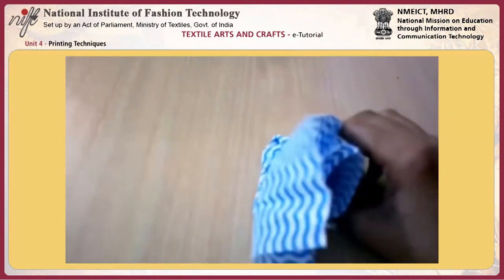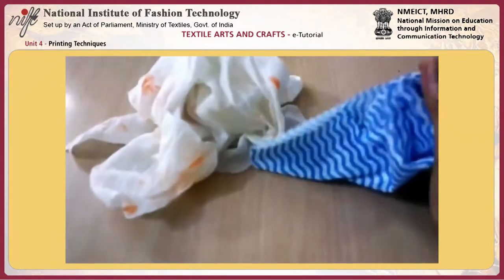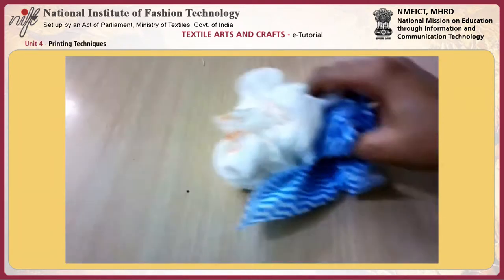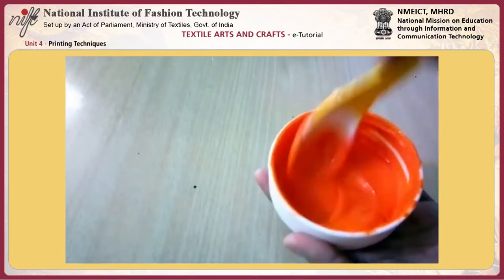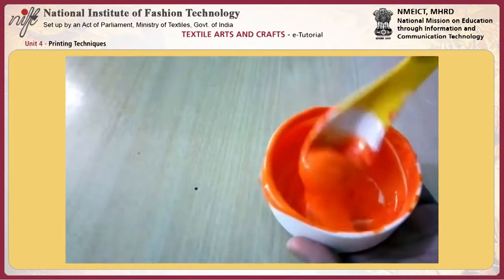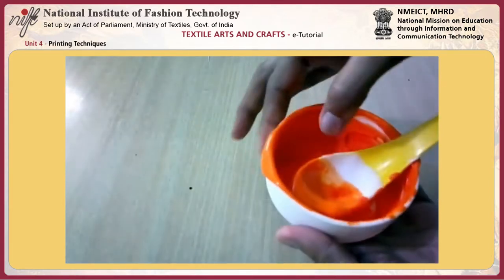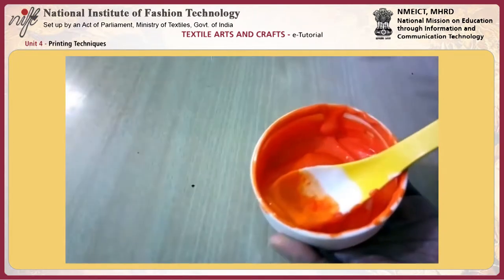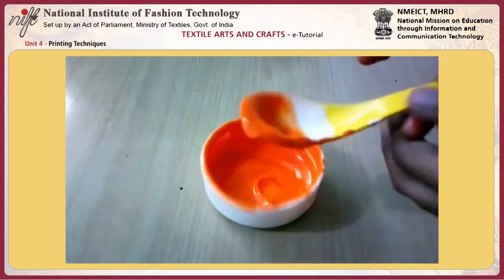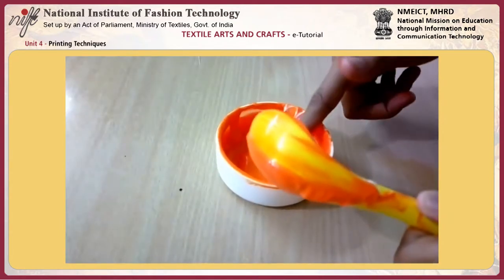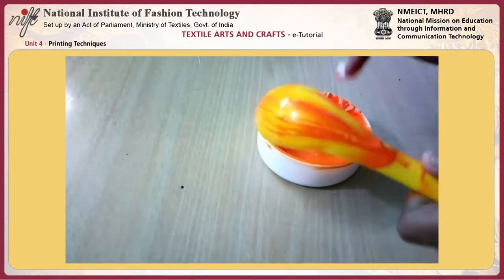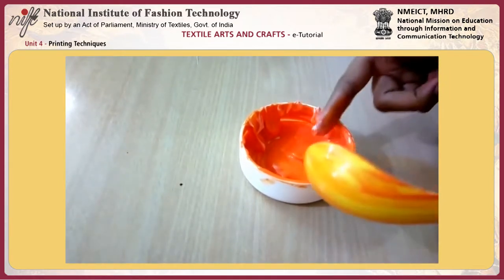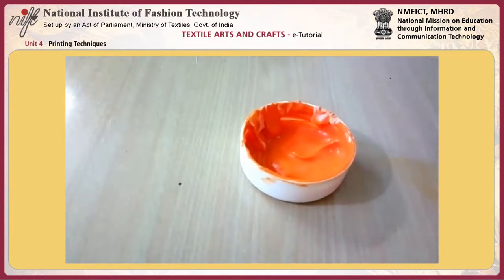So you must also keep some waste towels and tissue papers, because you may have to wipe your hands from time to time. So I'll keep them aside. And this is the color that I have made using yellow and red color and water-based binder, and also I have added about 4 to 5 drops of color fixer to it. So at this point you may want to use gloves, because this is all chemical. This is not organic substance. This is all chemical, and chemical might be injurious for your hands.